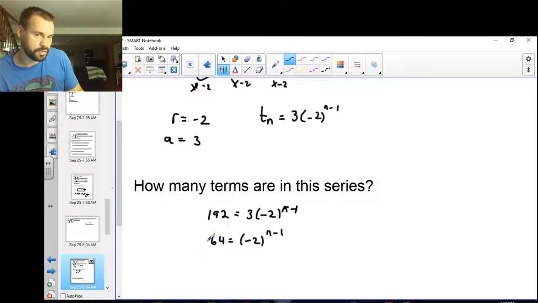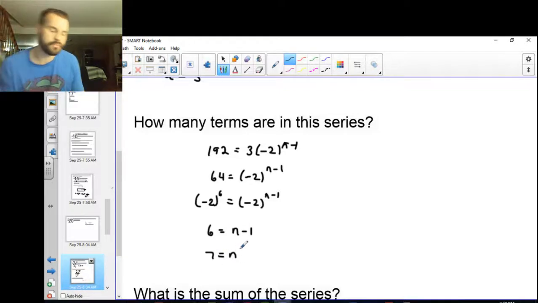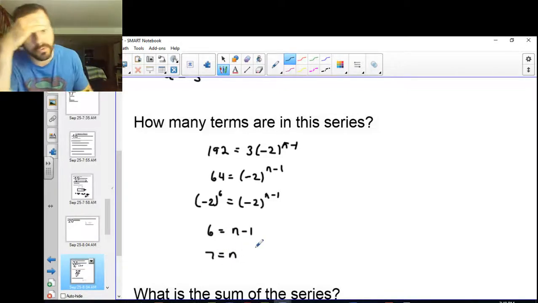And then you got to figure out what is the power. So -2 to what power is 64? And the answer is 6. If you raise -2 to the 6th power, you'll get 64. So that means that 6 is n minus 1, which means that 7 is n. So there's 7 terms in the sequence. I said there were 2 ways to do this.